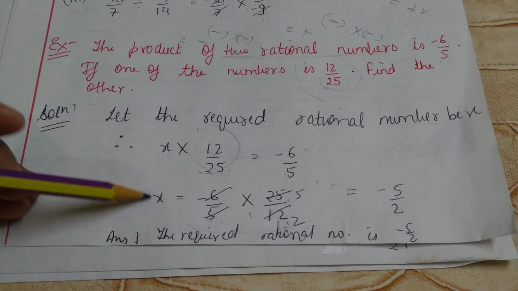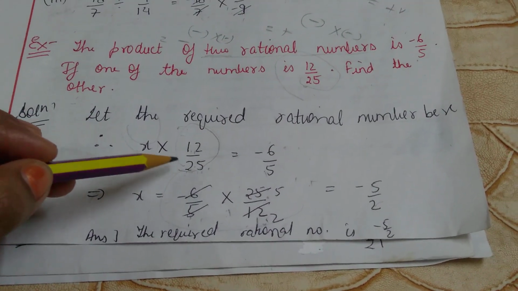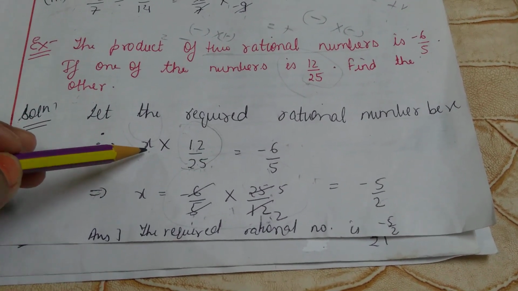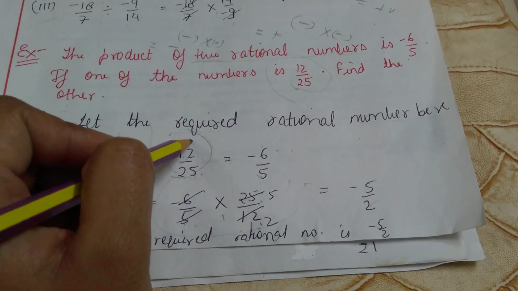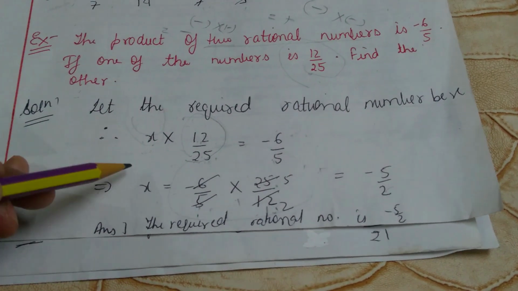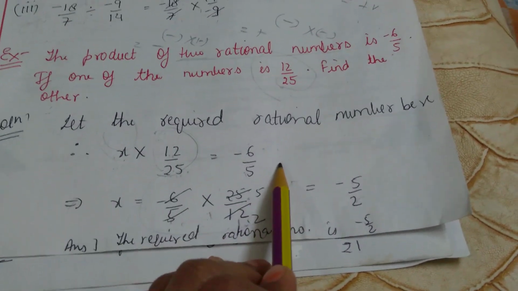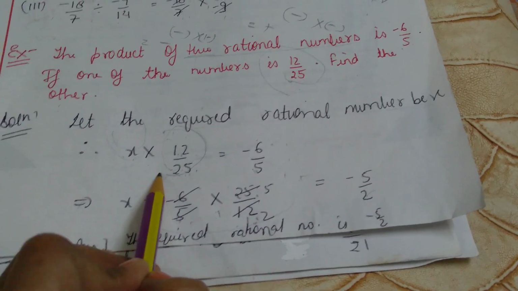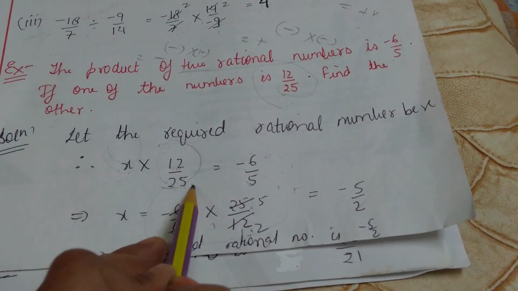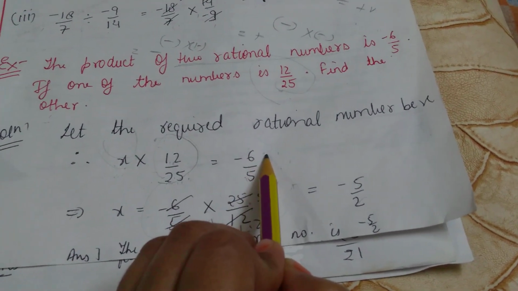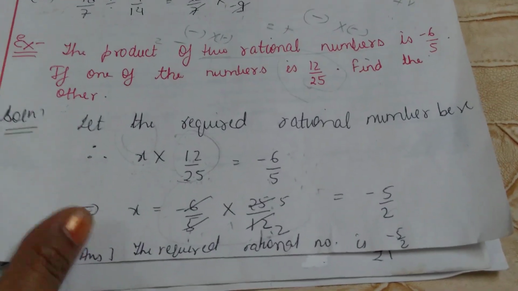Make sure that you leave x alone. So whatever is there with the x will shift after the equal to sign. If a multiplication sign is there, it will go into division. If a division sign is there, it will go into multiplication. So you can directly do it like this. 25 will be in the numerator and 12 will be in the denominator with the multiplication sign.